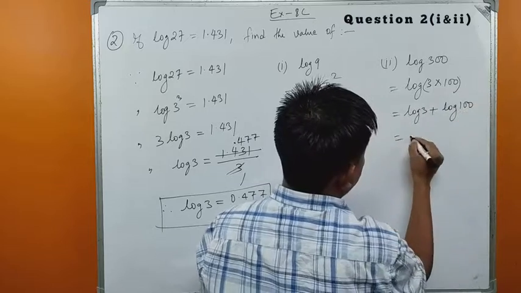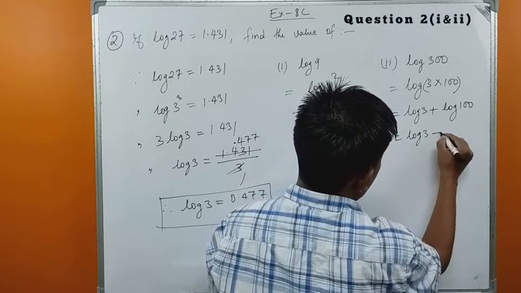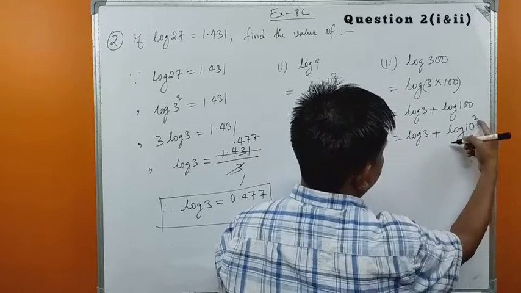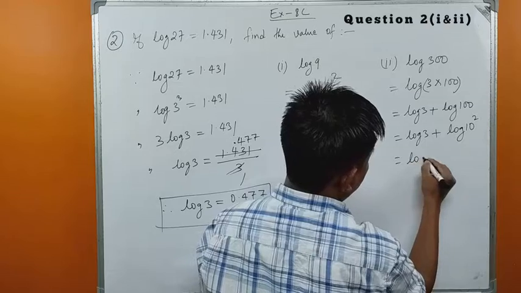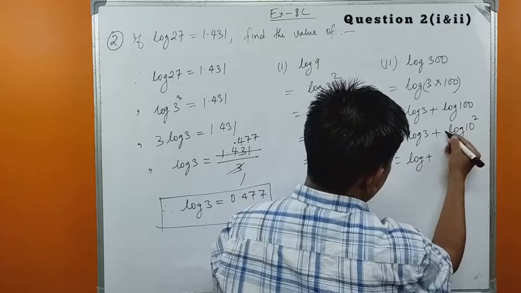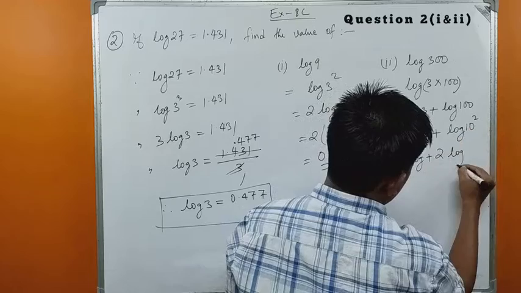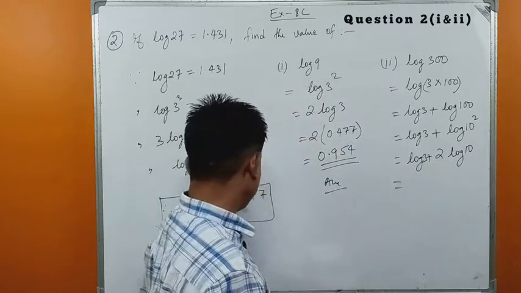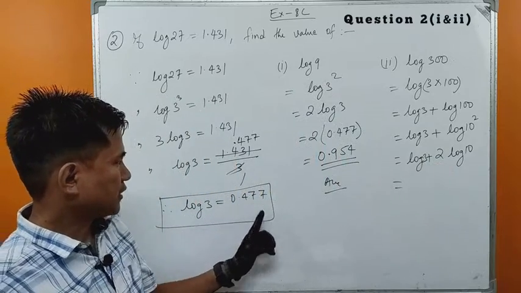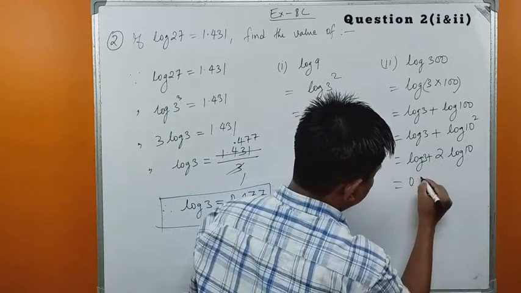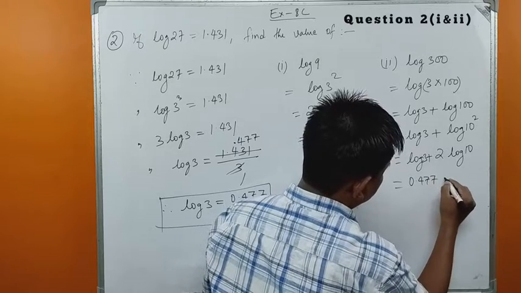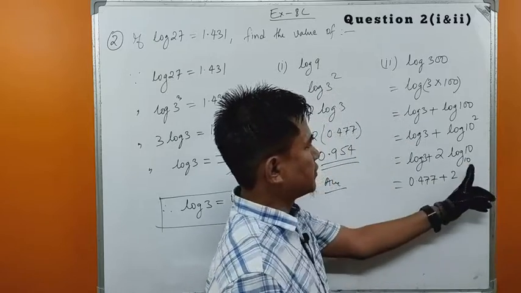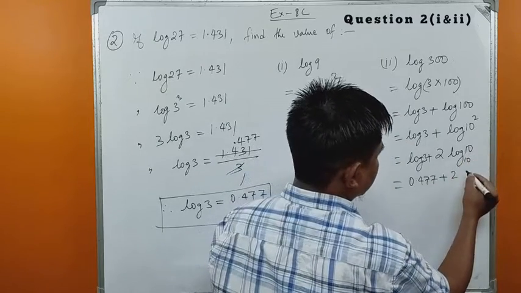Okay, so this is log 3 plus log 10 square, isn't it? 10 tens are 100. So this is log 3 plus, this 2 comes in the front, 2 log 10. Log 3 means we have the value of log 3, 0.477. So 0.477 is log 3 plus 2 log 10 to the base 10. Base is not given, means base is 10. Log 10 to the base 10 is 1, isn't it?